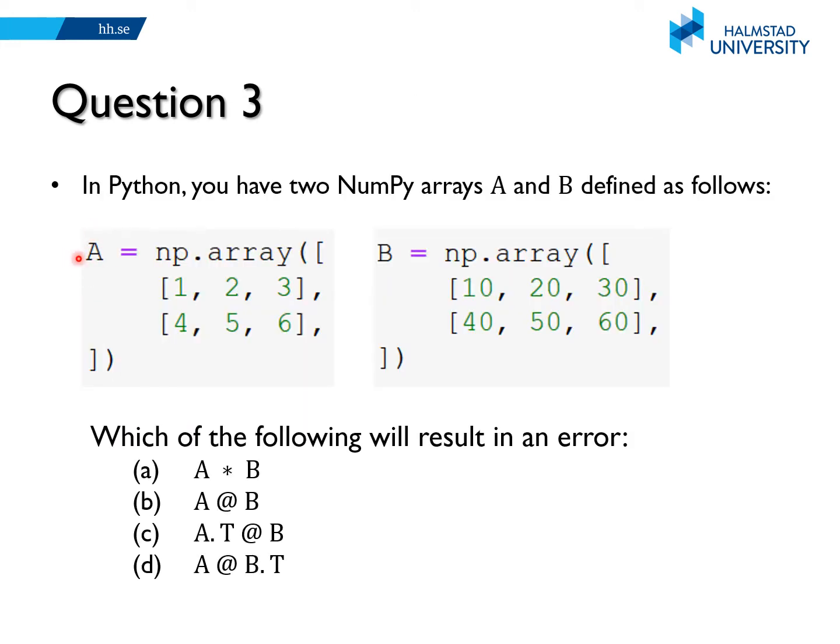Given two arrays A and B, which of the following results in an error? There is just one correct answer.